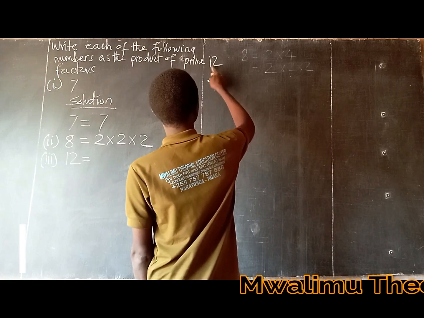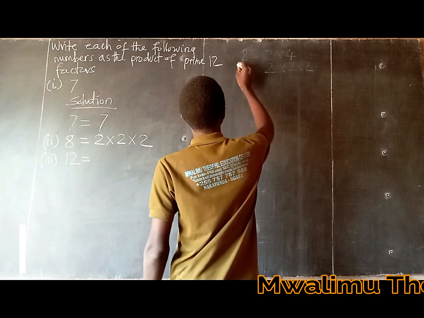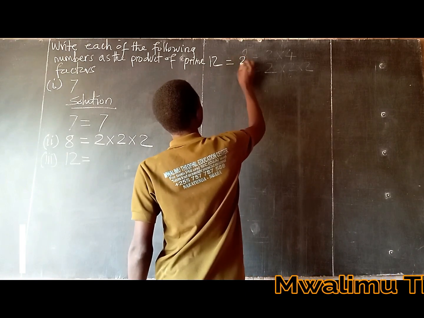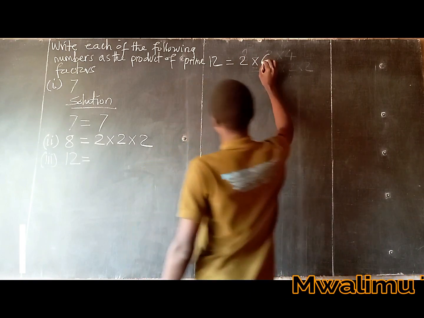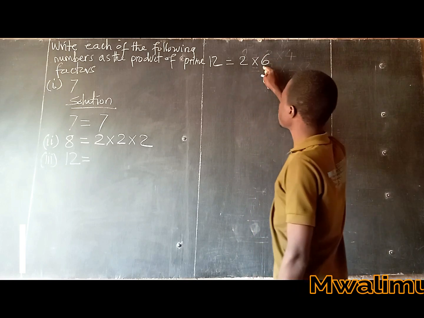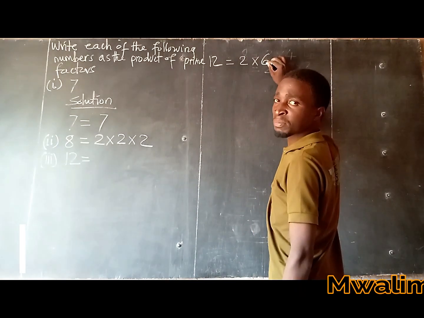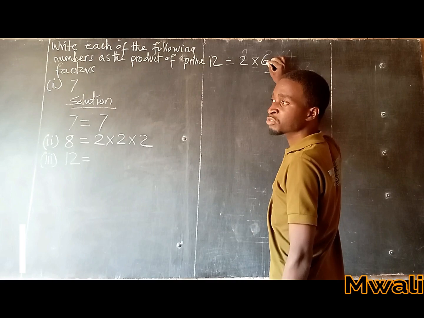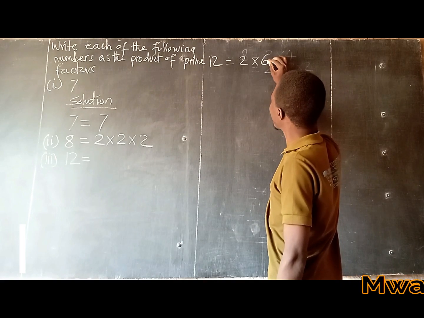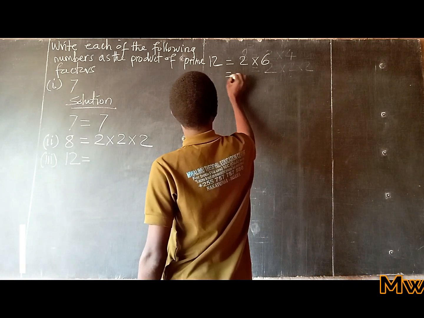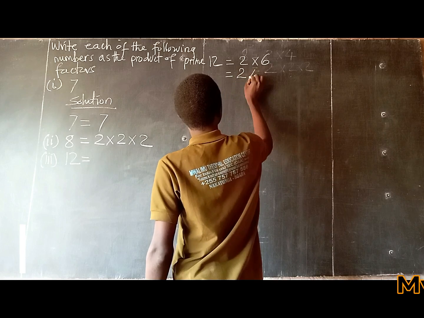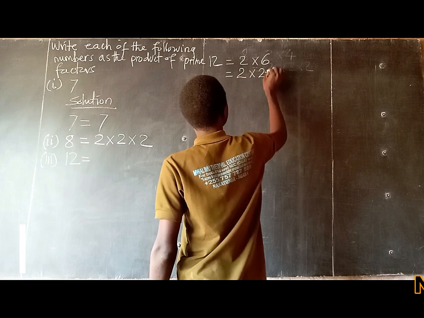2 can divide 12. So 12 is equal to 2 times 6. 2 times 6 you get 12. But number 6 is not a prime number. So just break it to get the smaller numbers which are prime. Here, 12 will be equal to 2 times 2 times 3.